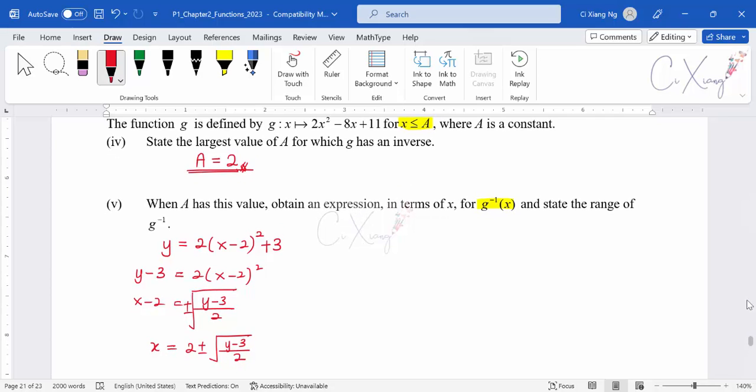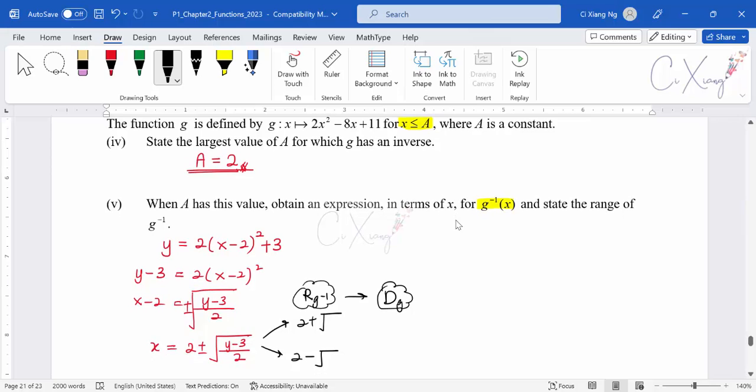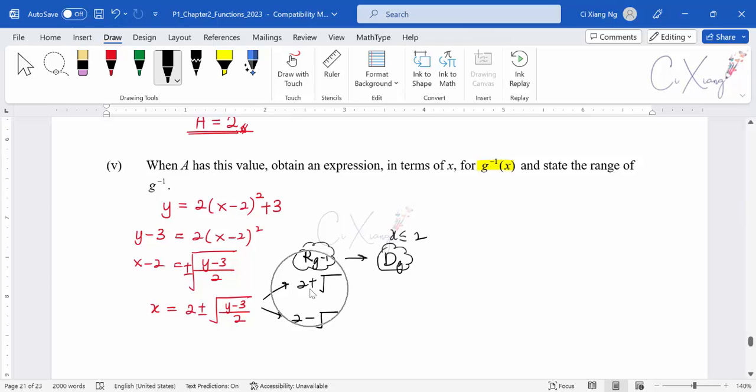Then again, I'm having two answers here. One answer is 2 plus square root something. Another answer is 2 minus square root something. To decide the range of the g inverse, I need to refer back to the domain of g. What's the domain of g? Just now we already know that the domain of g is x smaller or equal to 2. So I need to ask myself, which one will give me x smaller or equal to 2? 2 plus something, or 2 minus something, which will give me a value smaller than 2. Very easily you can see that this is the correct answer and this is the wrong answer. Therefore, I need to rewrite my correct inverse function of g, where I take 2 minus this whole thing, so that I can get a value that's less than 2.